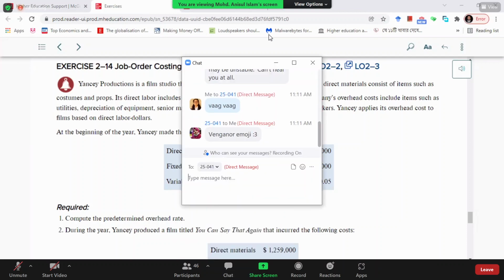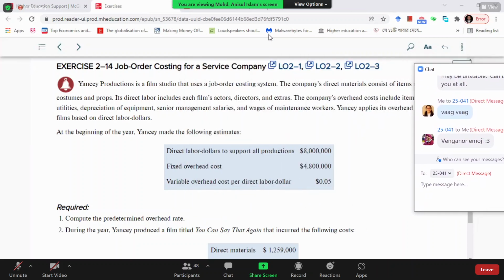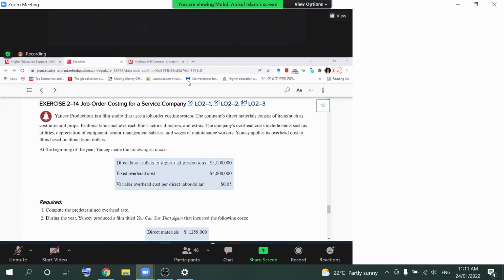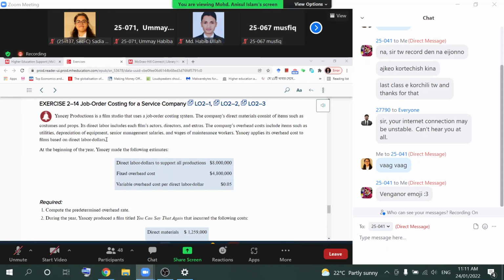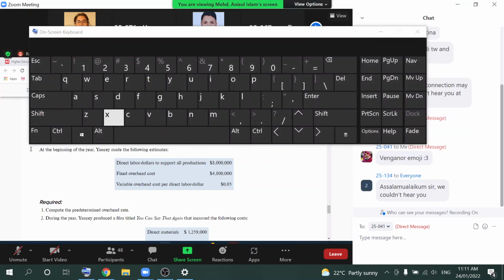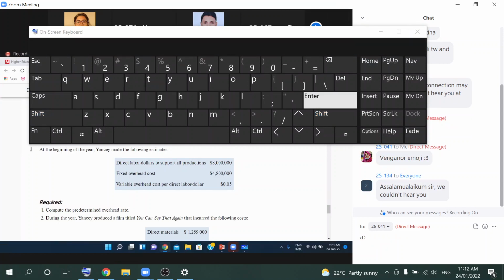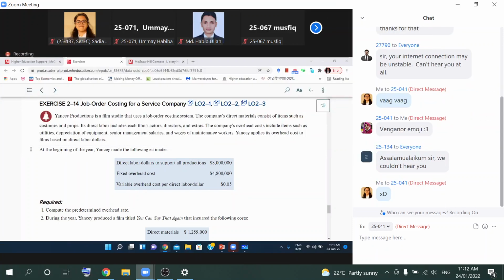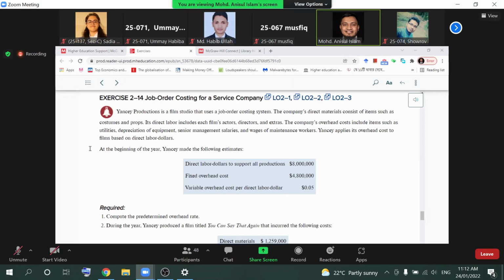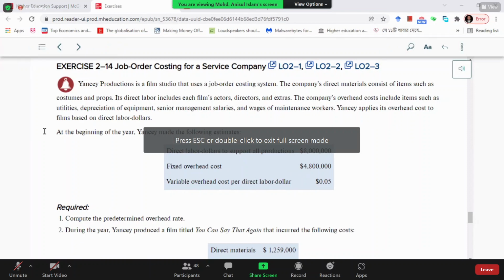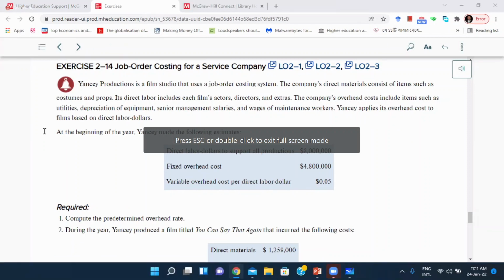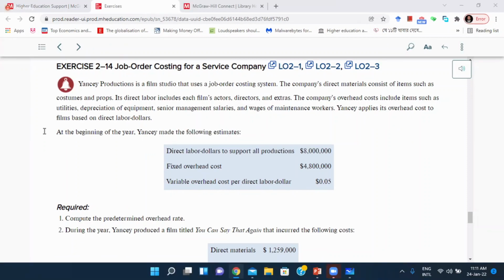Based on the beginning of the year, see the following estimates: direct labor dollars to support all productions. Fixed overhead cost is 4. Variable overhead cost per direct labor dollar is 0.05.